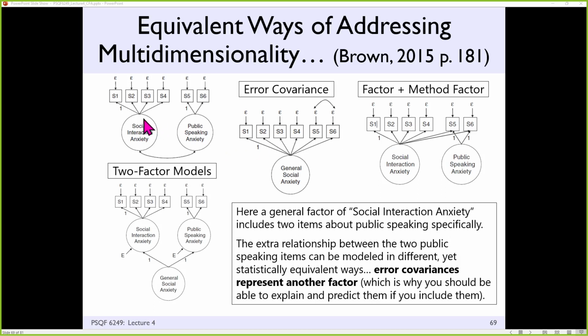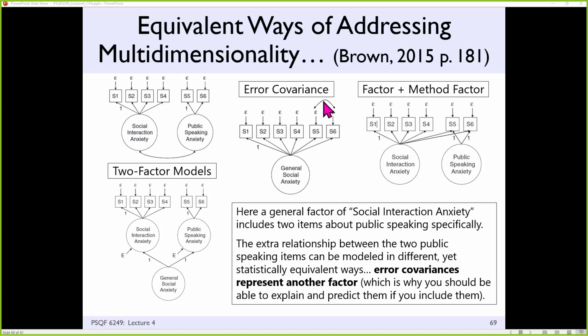Yeah. So here is the easiest one, the middle one, error covariance. I have 6 items that are all supposed to measure some kind of social anxiety. These 2 have to do with public speaking specifically, and they have an extra relationship in this example that the single factor does not fully account for.